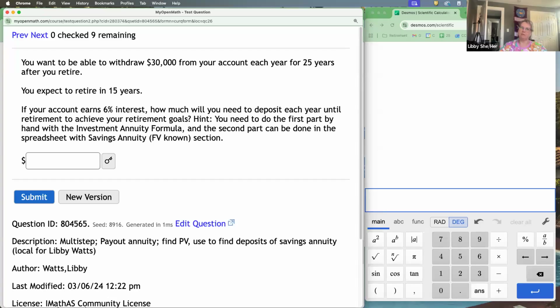Okay, this is a finance problem. So let's try to figure out what exactly we're dealing with here. You want to be able to withdraw $30,000 from your account each year. I'm going to triple underline that because this means annuity.